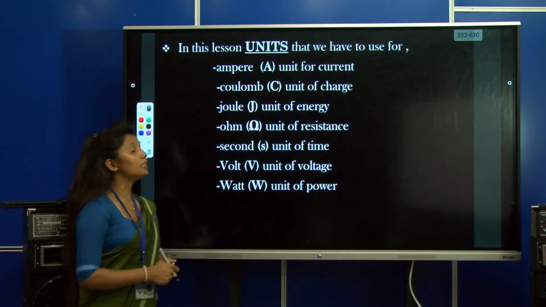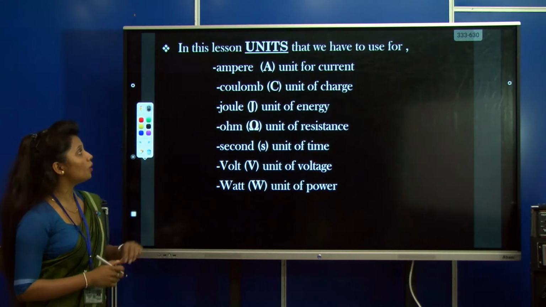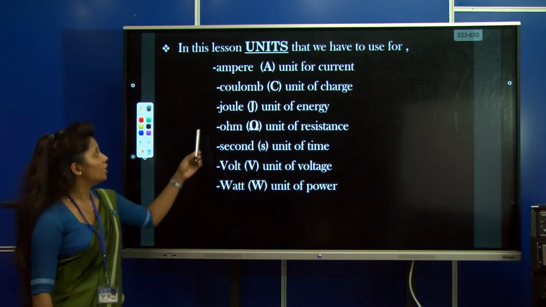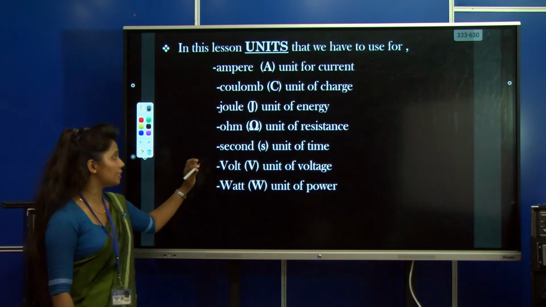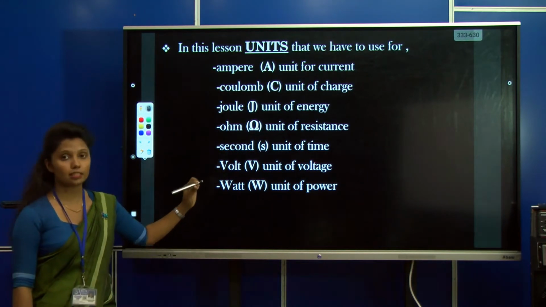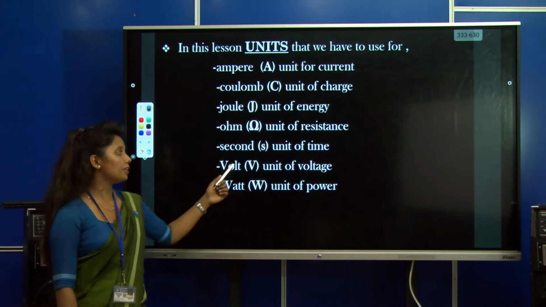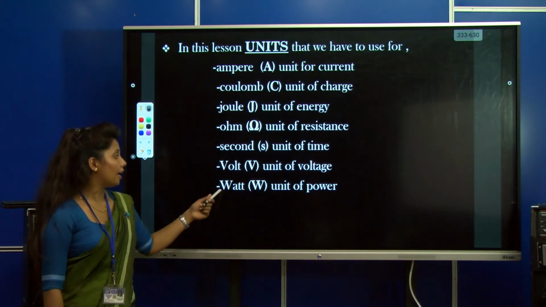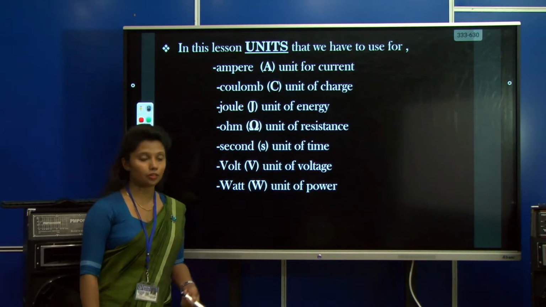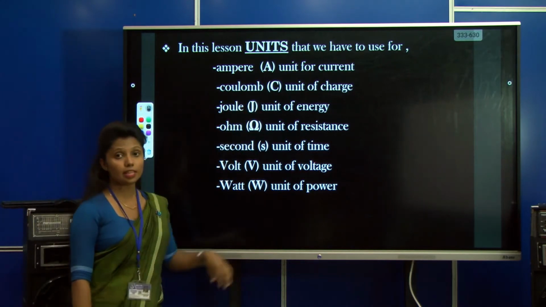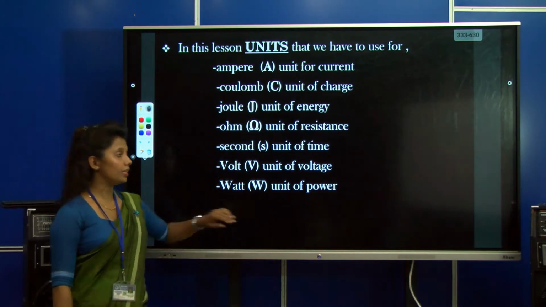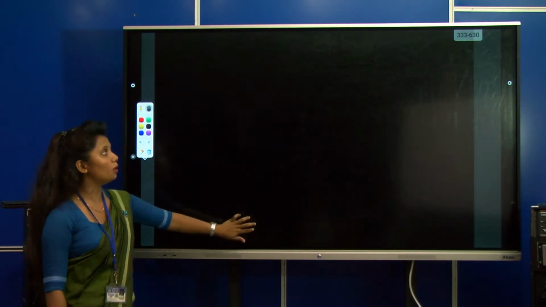Ampere as the unit of current, Coulomb as the unit of charge, Joule as the unit of energy, Ohm as the unit of resistance, seconds as the unit of time, volt as the unit of voltage, and watt as the unit of power. You have to have these symbols in your mind in order to get the whole marks.